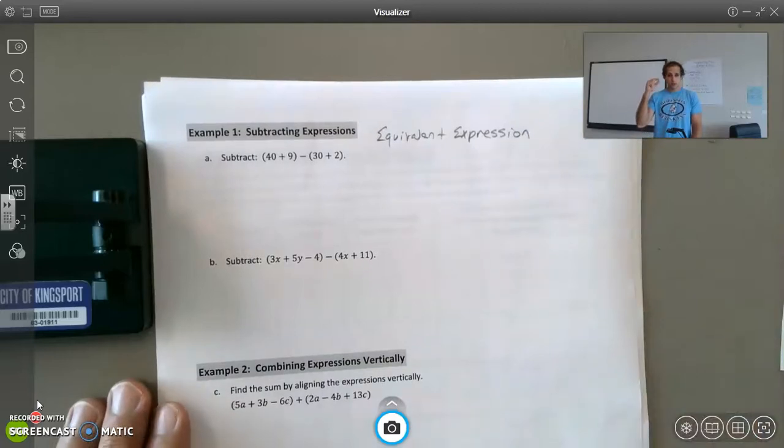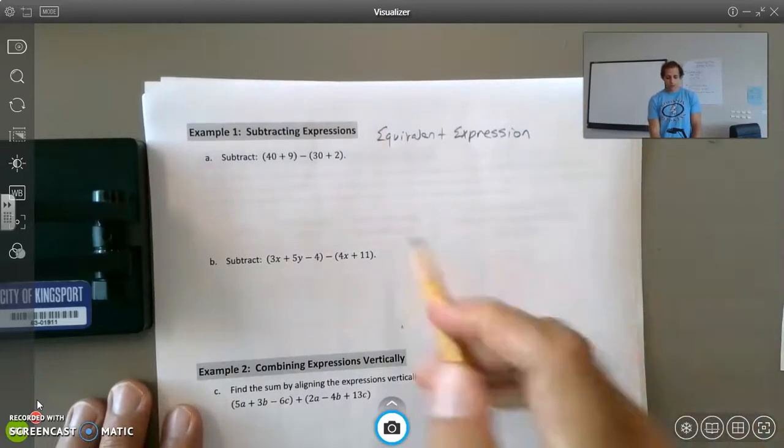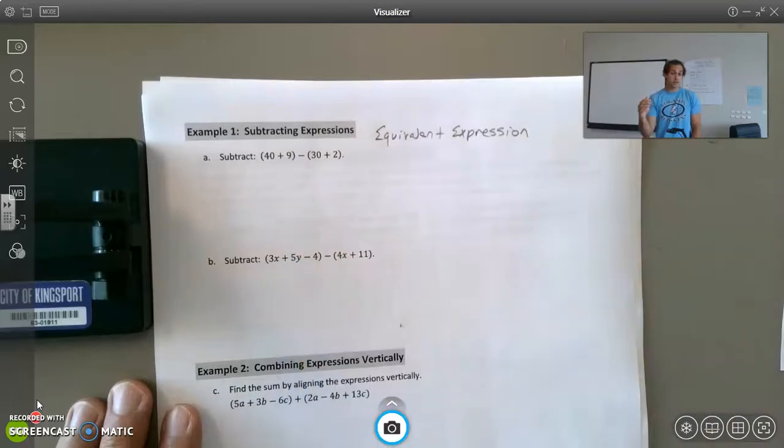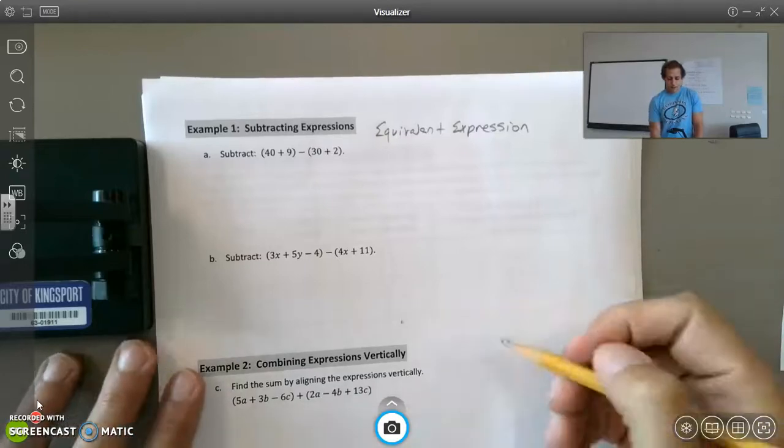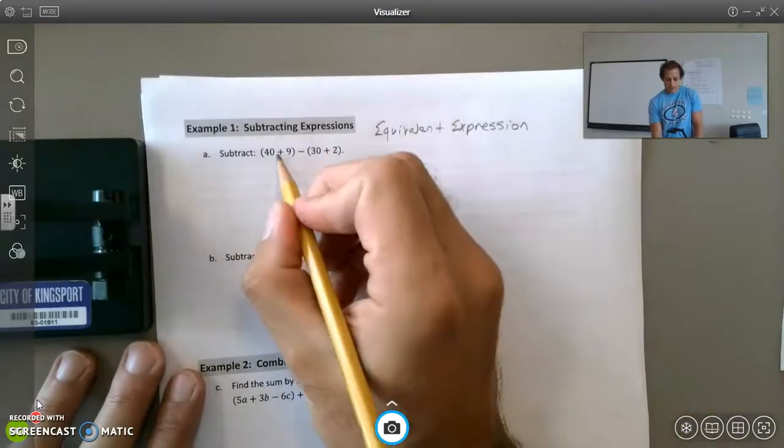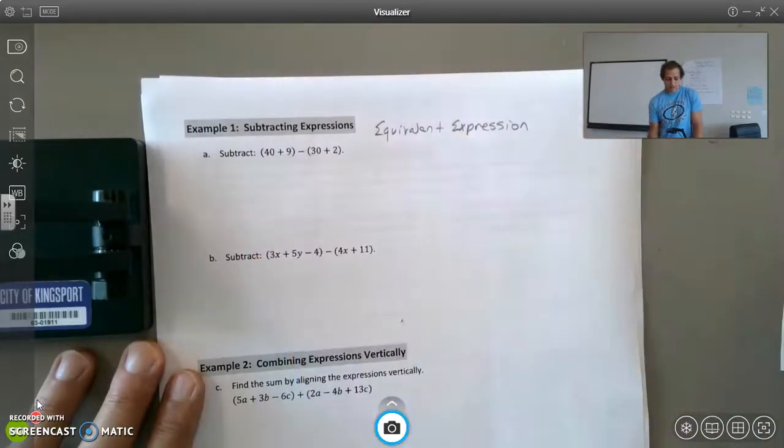So I want you to think, what we're doing is we're rewriting this so that it looks different, but the value doesn't change. It is worth the exact same thing. It is equivalent, but it's going to be expressed in a different way. So now I could look at this and see 40 plus 9 minus 30 plus 2.